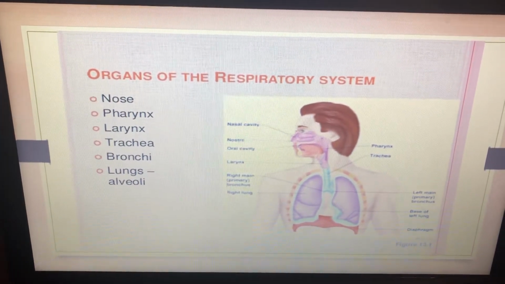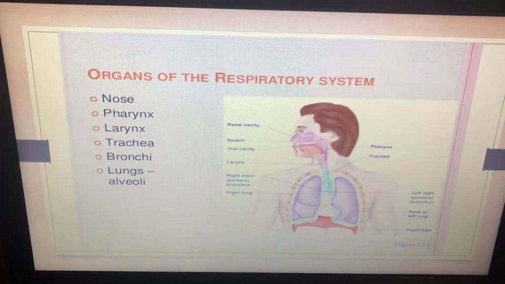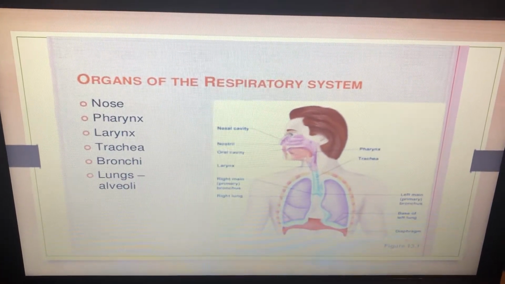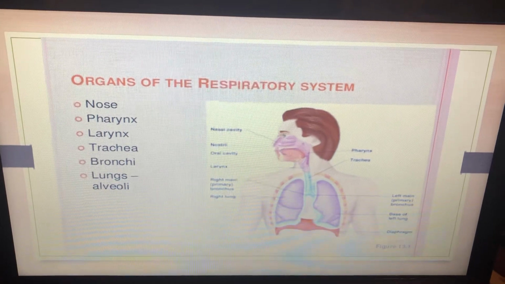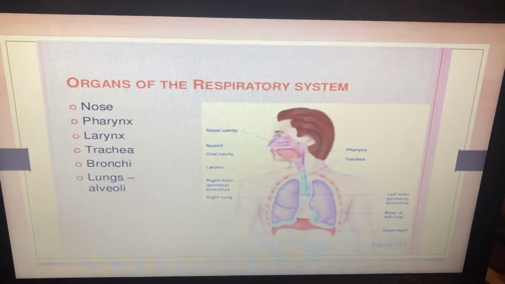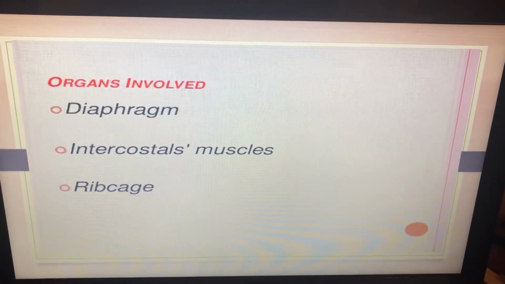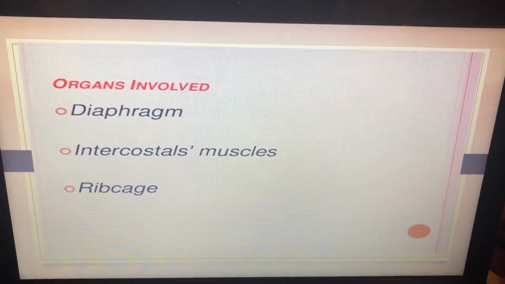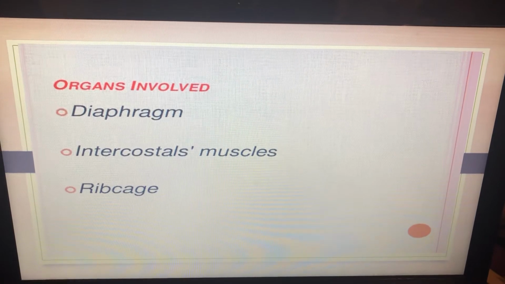Organs of the respiratory system: nose, pharynx, larynx, trachea, bronchi, lungs, alveoli. Organs involved: diaphragm, intercostal muscles, ribcage.